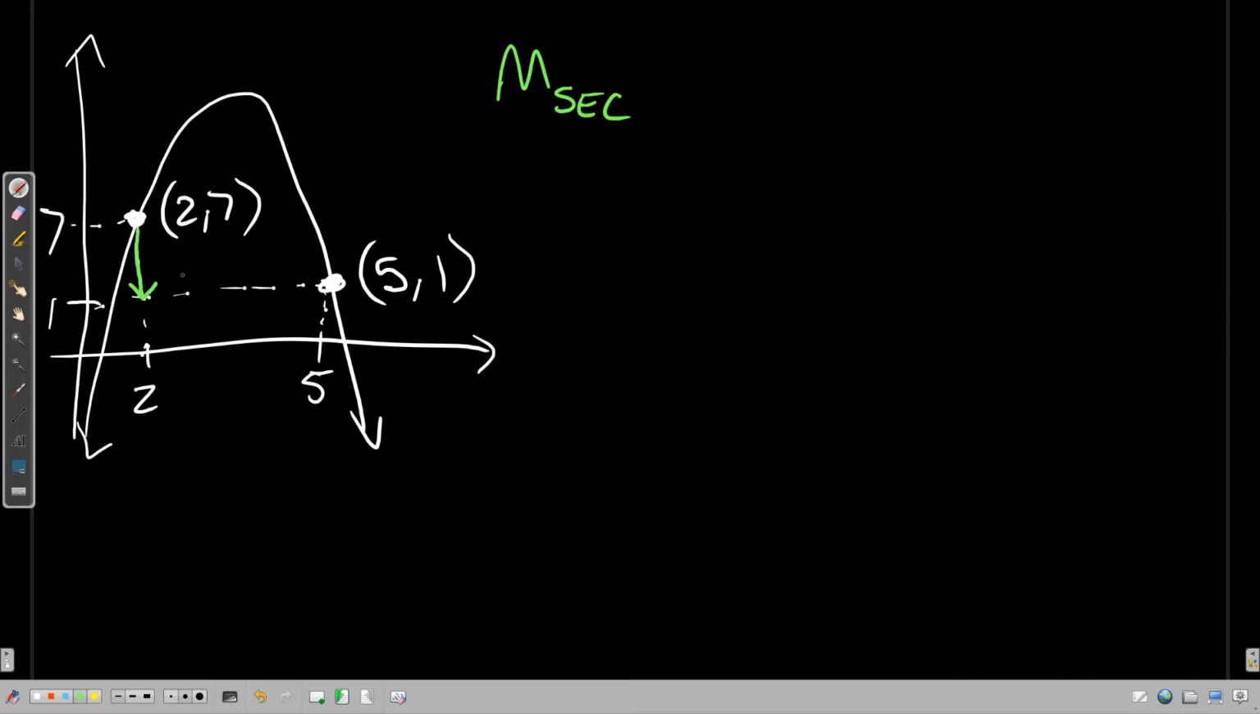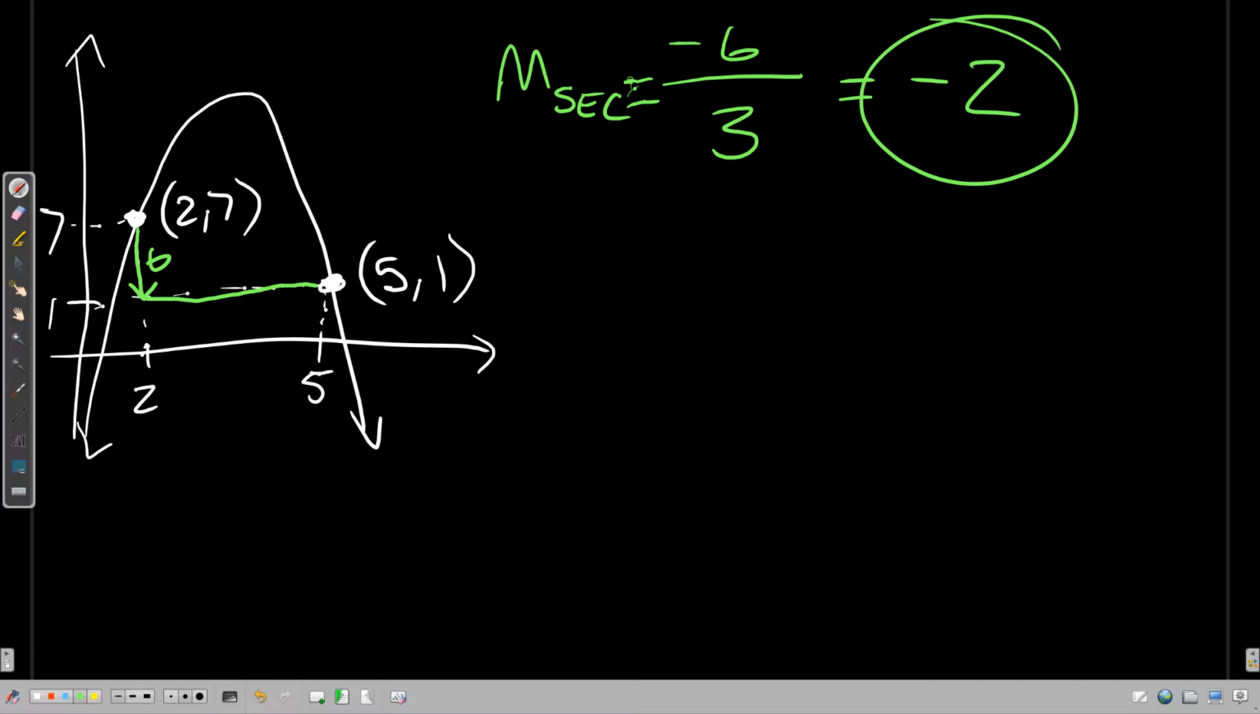And it goes down how many units? My drawing is way out of perspective here, but it started off with a y value of 7 and it wound up at a y value of 1, so that's a decrease of 6 units. So the rise is -6, and then it has to run from 2 to 5, so that's a run of 3 units. Then we would have a slope of -2. That is my average rate of change for that function.